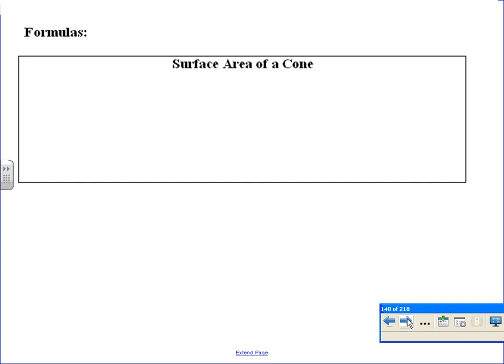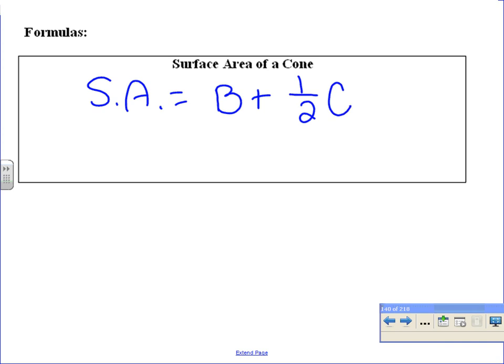I want you guys to write down this one first, then I'm going to simplify it for you. So B plus 1/2 instead of the perimeter, the circumference, times the slant height. So just like a pyramid, but a cone's base is a circle. So you can't use perimeter, you have to use circumference. B plus 1/2 CL, it's just like the pyramid. Your book gives the formula as B plus pi r L.